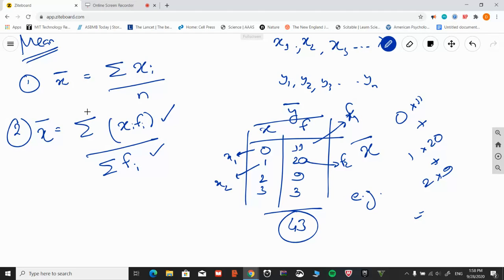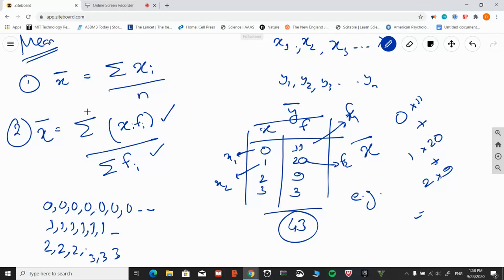If you want to understand why the formula looks like this, well, think about it. If this table was converted into a list, it would have looked like this: 11 zeros side by side, showing that 11 families have 0 pets, right? And then 20 ones listed side by side, right? And then the 9 twos, and then the 3 threes. You would have to add them all up and then divide it by 43.